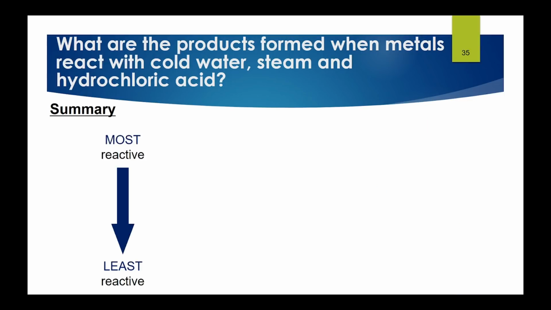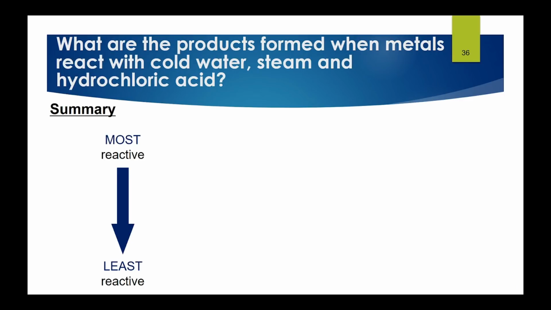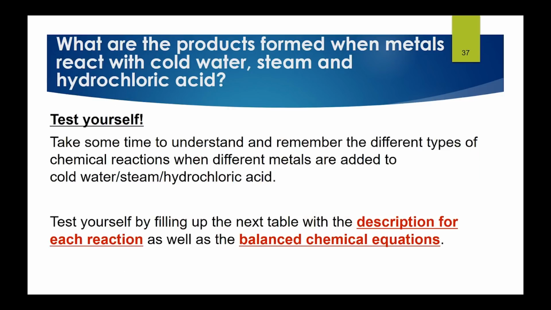So in summary, going down the order from the most reactive to the least reactive, we have your potassium, sodium, calcium, magnesium, right? And this is their respective reaction with cold water, steam, as well as dilute hydrochloric acid. So you can see that hydrochloric acid usually brings out the most violent reactions amongst the different elements. Then you have your zinc, iron, lead, copper, silver, and gold, right? And you can see how some of them don't react with cold water, but still can react slightly with steam, or very, very slowly with steam, or in the case of hydrochloric acid, how is it like? So in summary, this is how we derive the reactivity series.